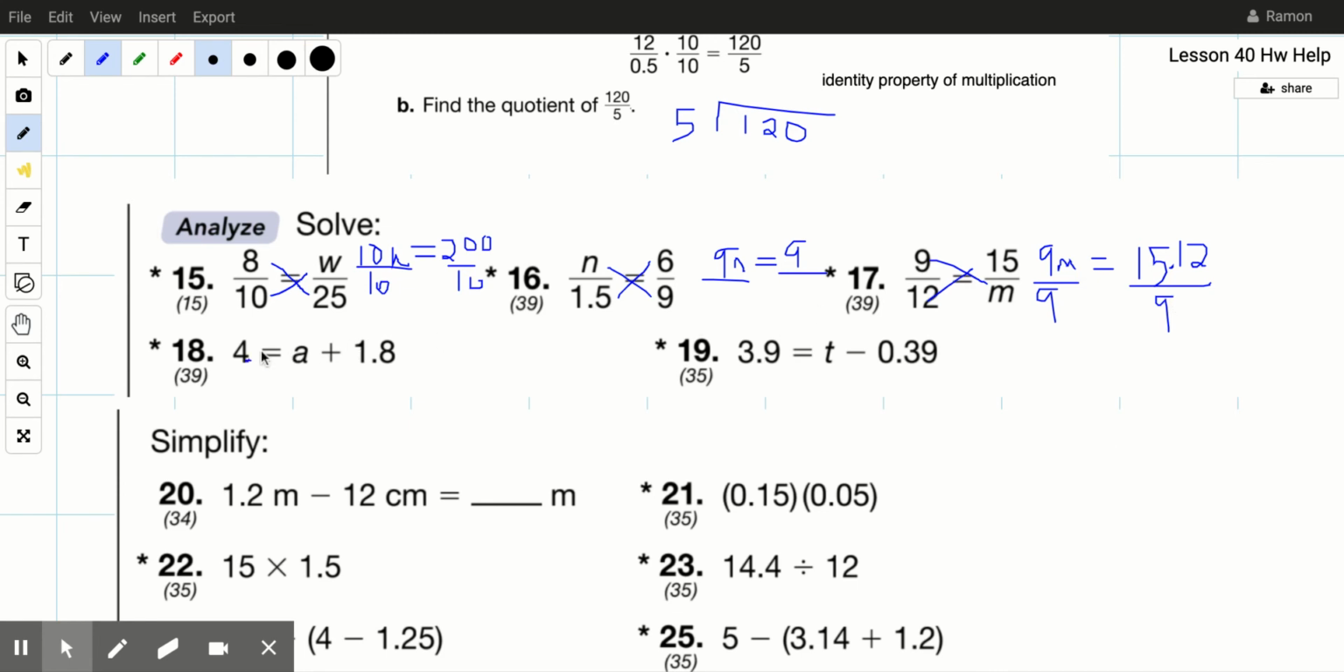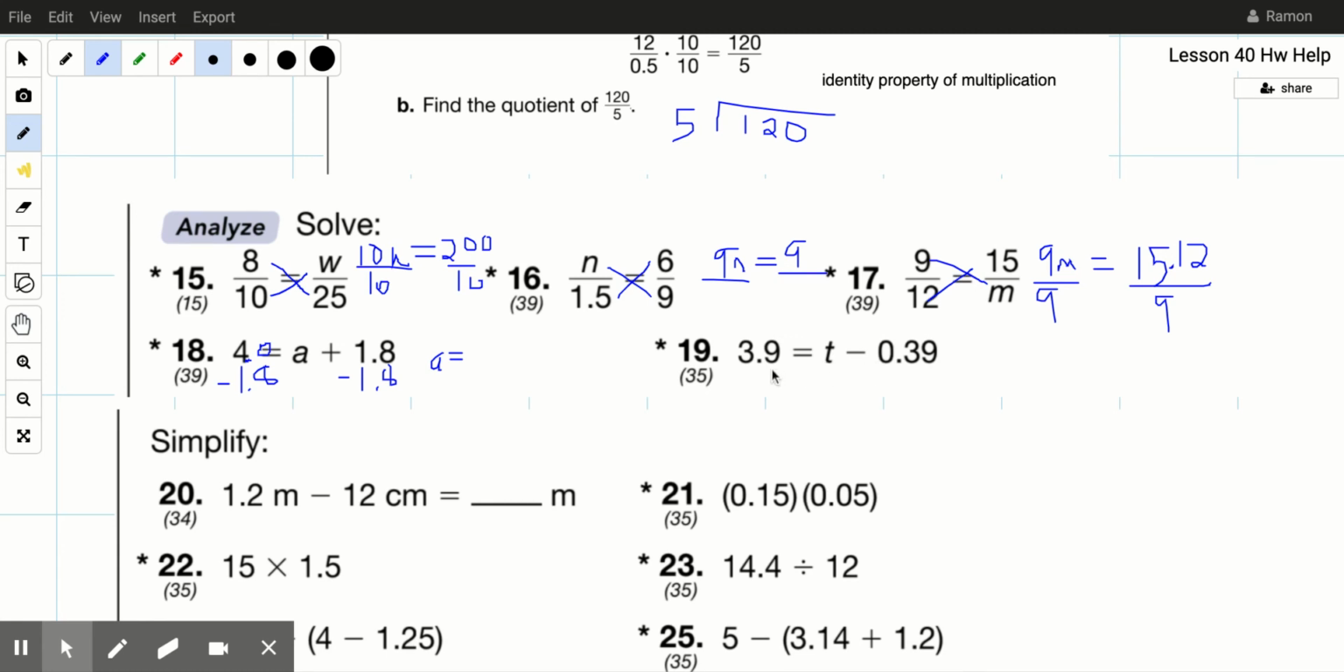18, a plus 1.8 equals 4. We're going to add the terminal 0 there so that we have the same number of digits after the decimals. We're going to subtract 1.8 from both sides. And so a is equivalent to the difference of 4.0 and 1.8.